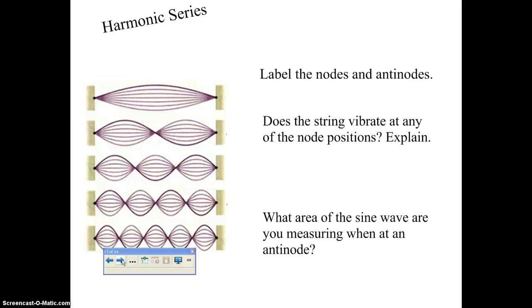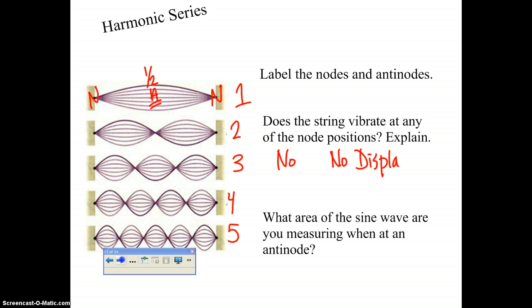I'm just going to run through it real quick. Your nodes are going to be where there are fixed ends, in other words, no vibration. Your antinodes are going to be halfway between two nodes. Hence, this is going to be the first harmonic, second, third, fourth, and fifth, respectively. Does the string vibrate at any of the node positions? No, because there is no displacement.